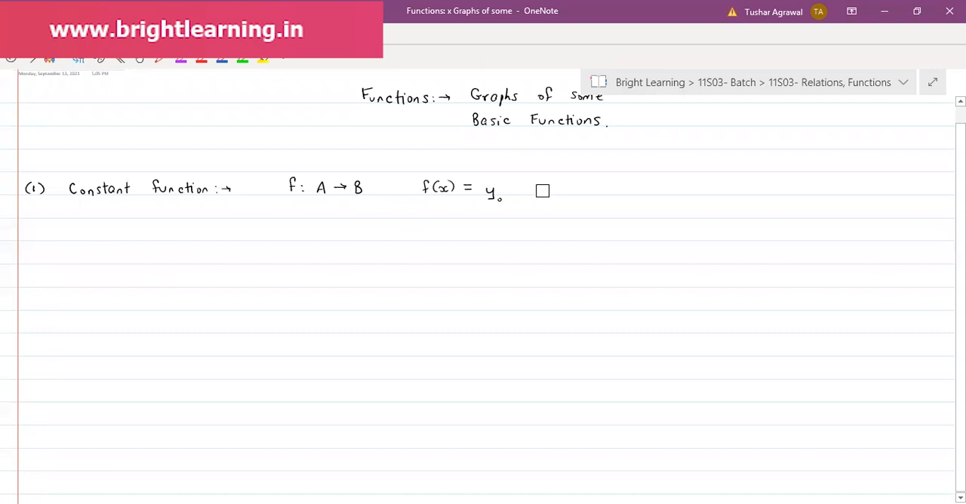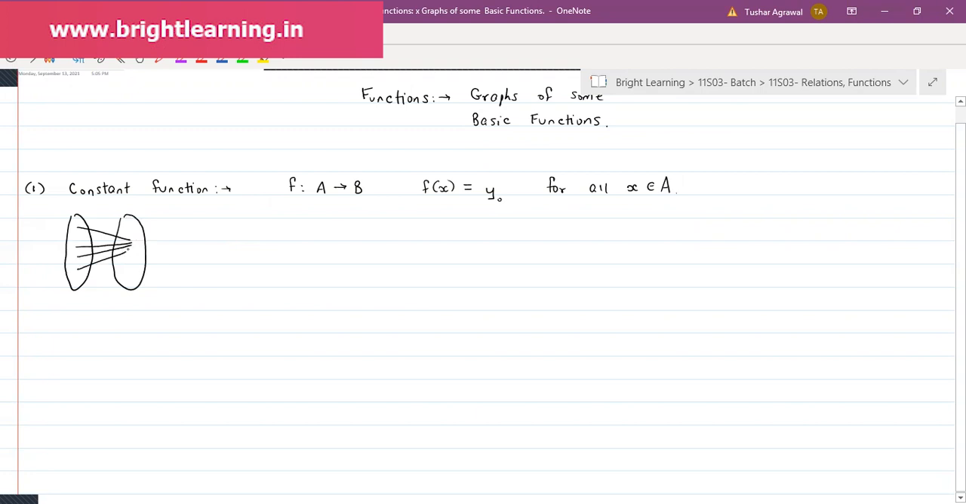For that matter, let me just write it here. For all x belonging to the domain set A. That is, each and every element of the domain set, they have the same image. So on the arrow diagram, it will look something like this. There may be some extra points in the codomain. We need not worry about the extra points. They may have a pre-image, they may not have a pre-image, but all the points in the first set have the same image. Exactly the same image.